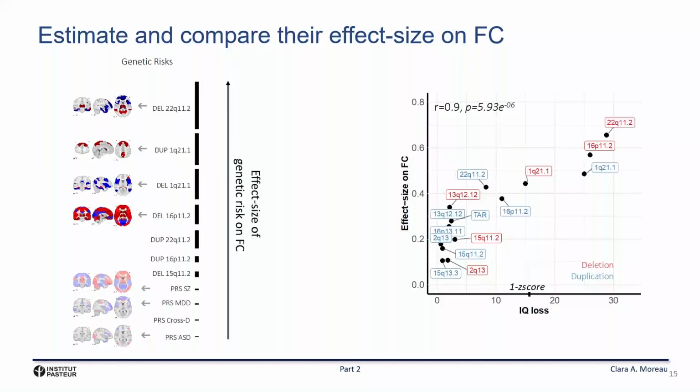And then, after characterization, we wanted to correlate the impact of the CNVs on connectivity with their impact on IQ. That's what we represented on the right side of the figure. On the y-axis, you have their impact on connectivity, and on the x-axis, you have the number of IQ points associated with each CNV. As you can see, you have quite a good correlation.